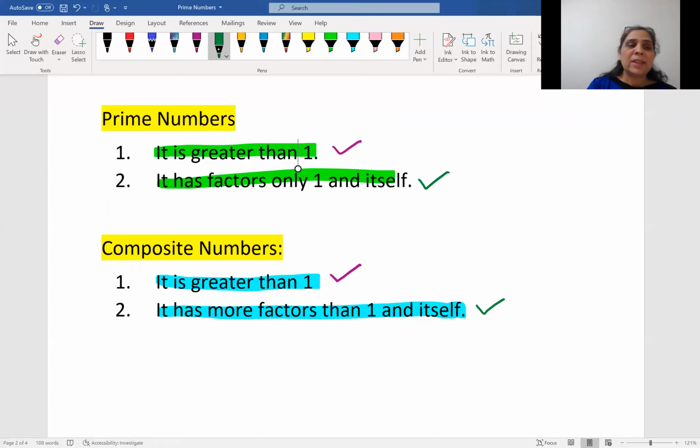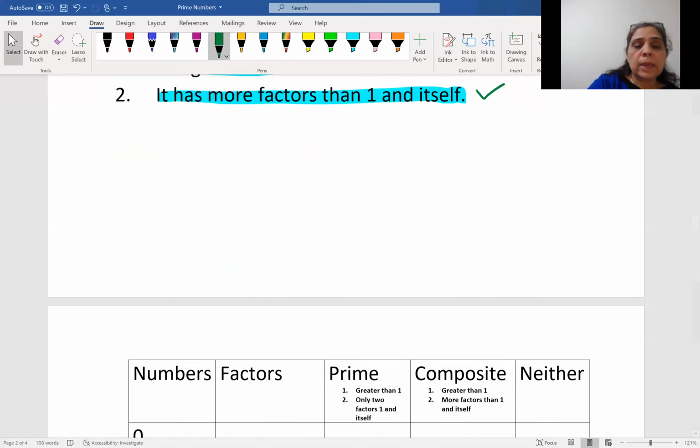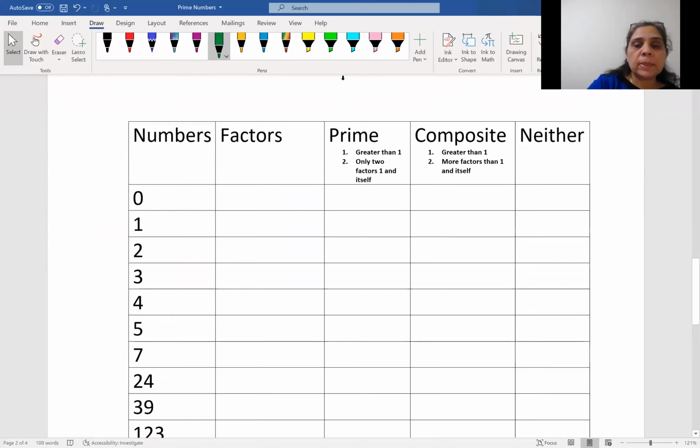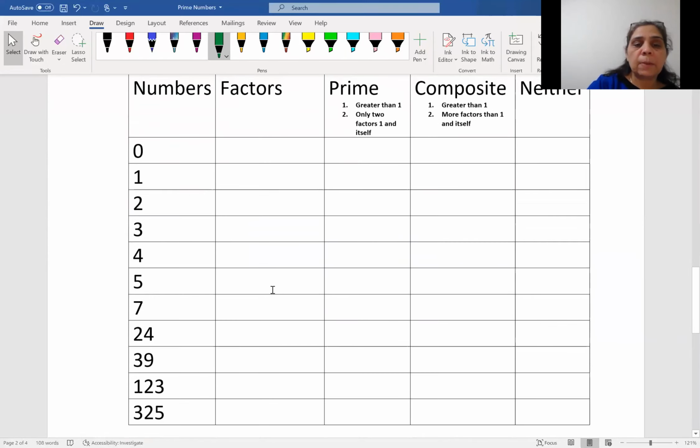Everyone is good? All right, so here we have the definitions. Now we will take a few examples and check whether these numbers are prime, composite, or neither. So first we will talk about 0. We need to decide if it is prime or composite, so these two conditions must be satisfied: it must be greater than 1 and have only two factors, 1 and itself.